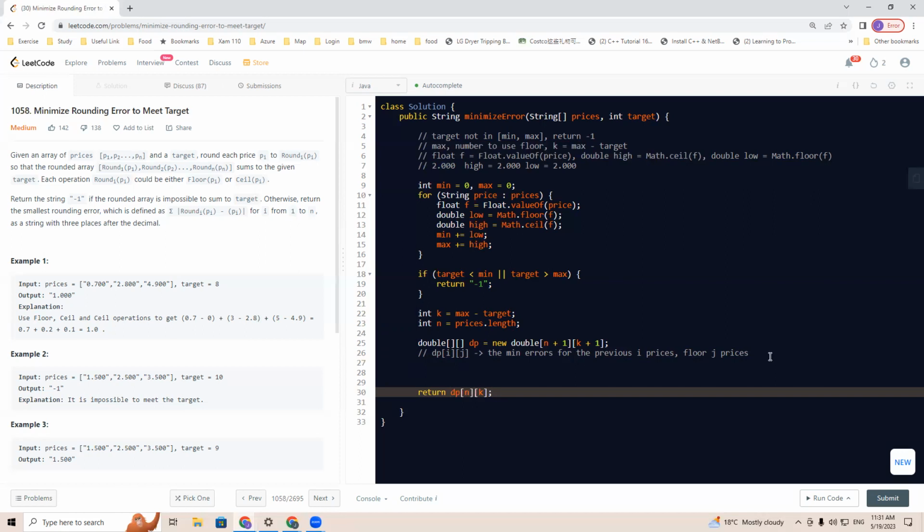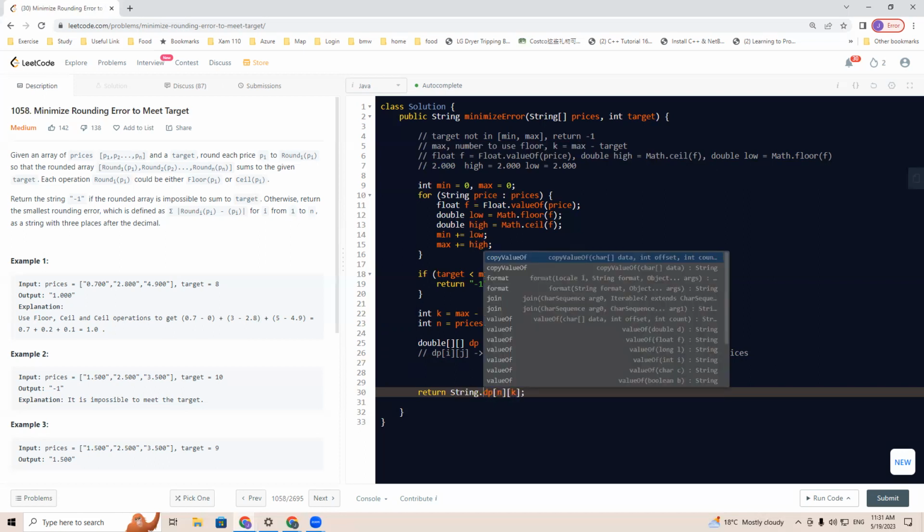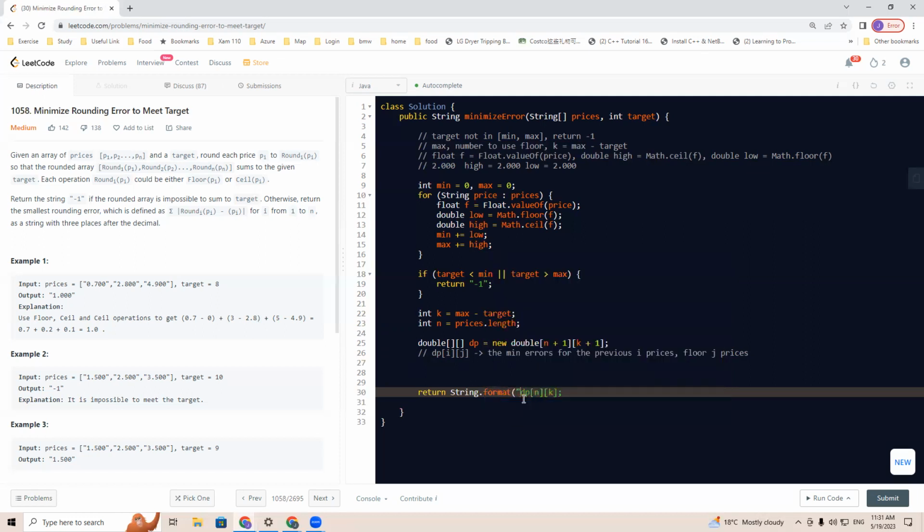So we'll have some kind of format. The format for converting from double to a string is done this way.